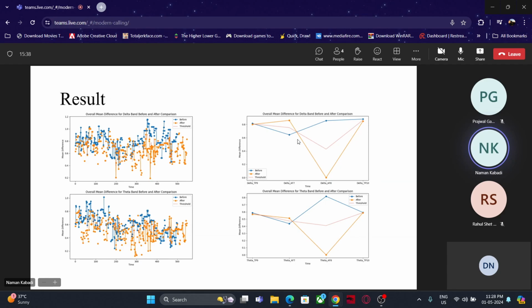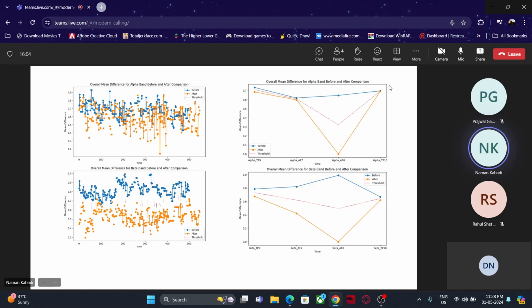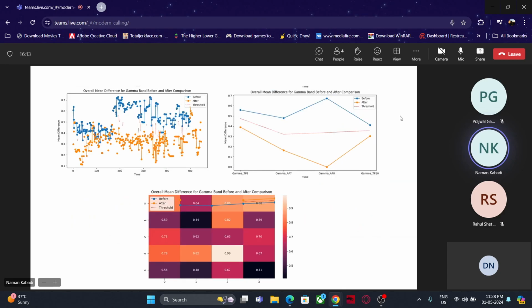After the comparison, we can see the threshold and the before and after line plot plotted here. We have also calculated the overall mean differences for the various bands available here, which will give the overall comparative results of the impact of music on human health. These are the beta band comparisons after listening to and before listening to the music. And we have also plotted a heat map which shows the differences between before and after listening to music.